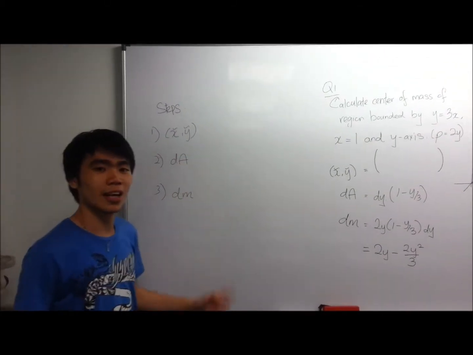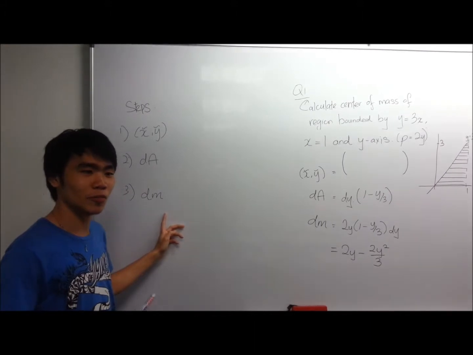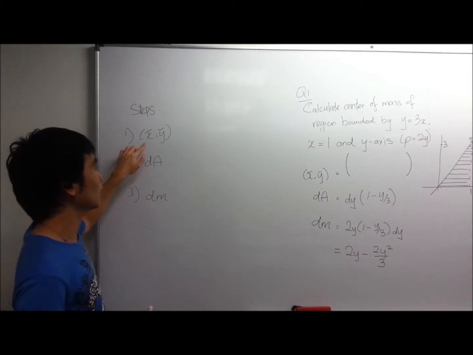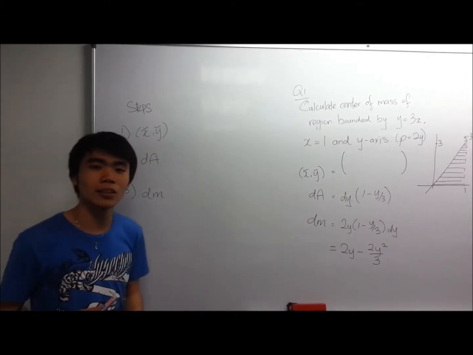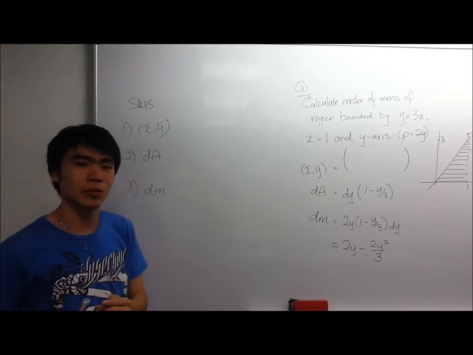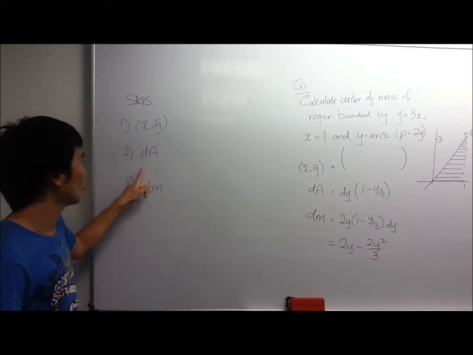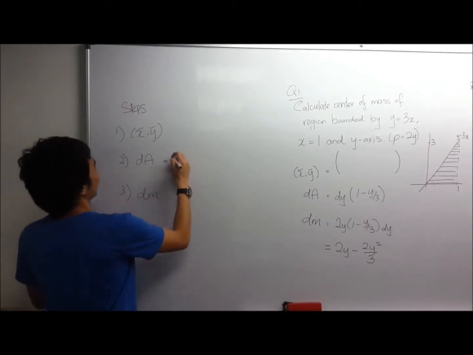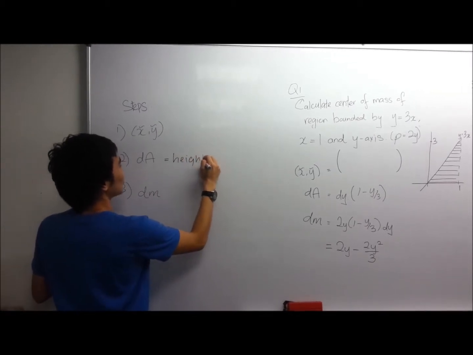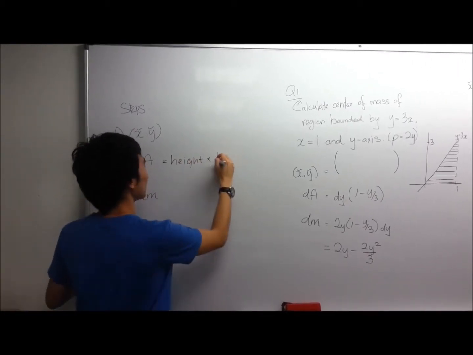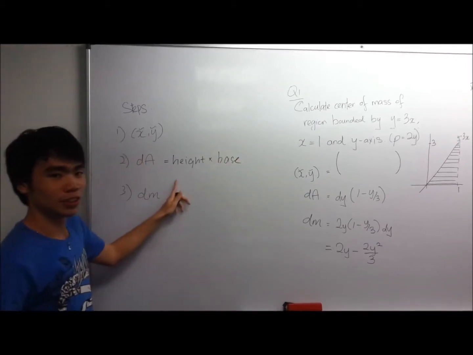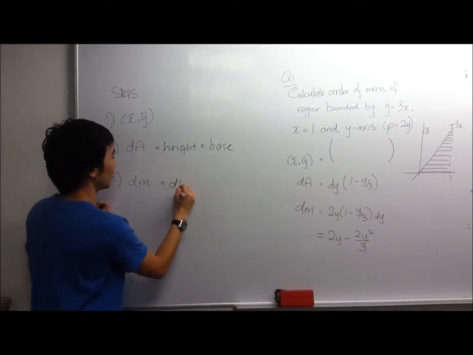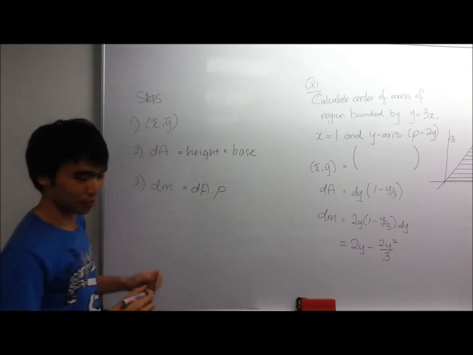In my report I have stated three of the most important steps before you even determine the center of mass of that region. First of all, we have to determine x curl and y curl. X curl and y curl are the centers of mass of the strips that we make out of the region. Step 2 is dA, which is height times base. And step 3, we determine dm out of dA, which is dA times the density.